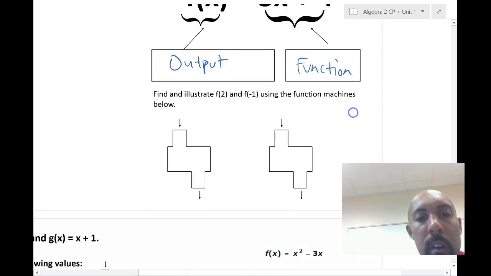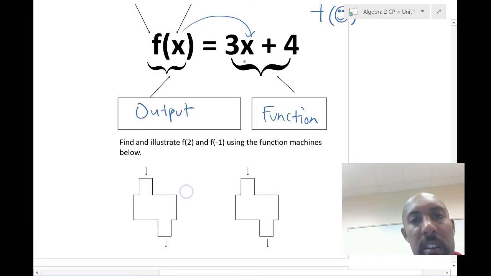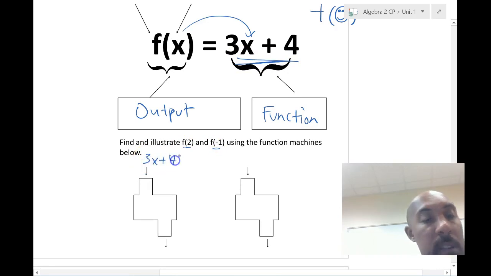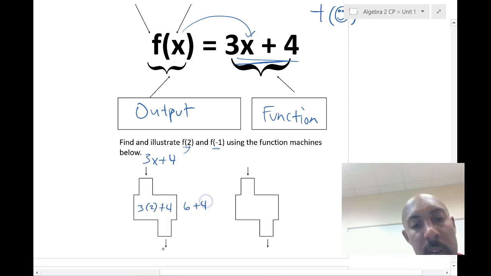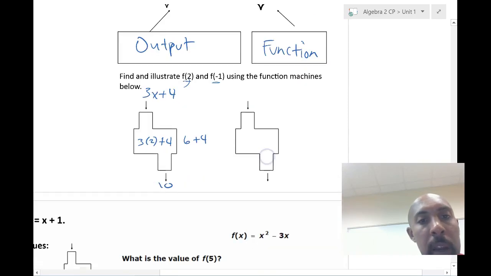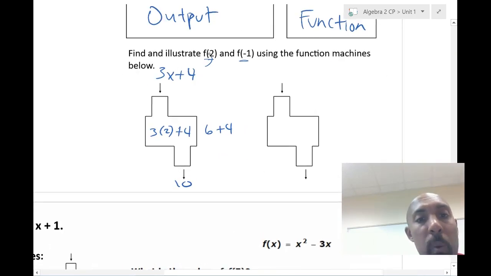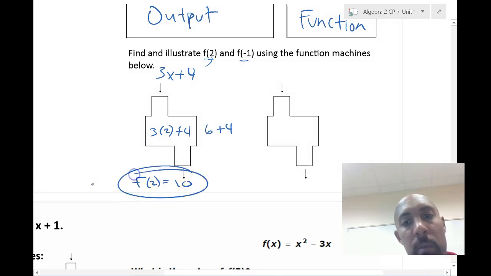So now we're going to use this actual function up here, and we're going to illustrate what f of 2 and f of negative 1 is. So if I use 3x plus 4 as my function, then that means I'm going to plug in the input of 2. So now it's going to be 3 times 2 plus 4. And 3 times 2 is 6, plus 4, that would be 10. So your output is 10, but now you want to write it in a particular way. Remember that when I plug in 2, I got 10. So in function notation, we write f of 2 in parentheses equals 10. And that's how we want to write our solution.